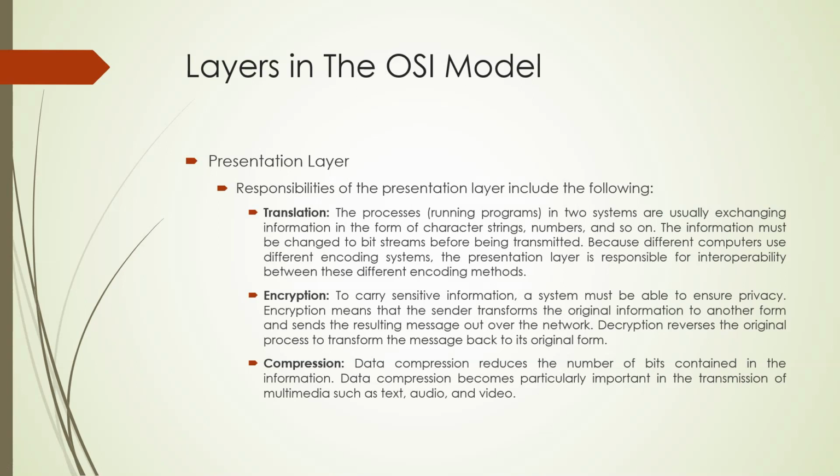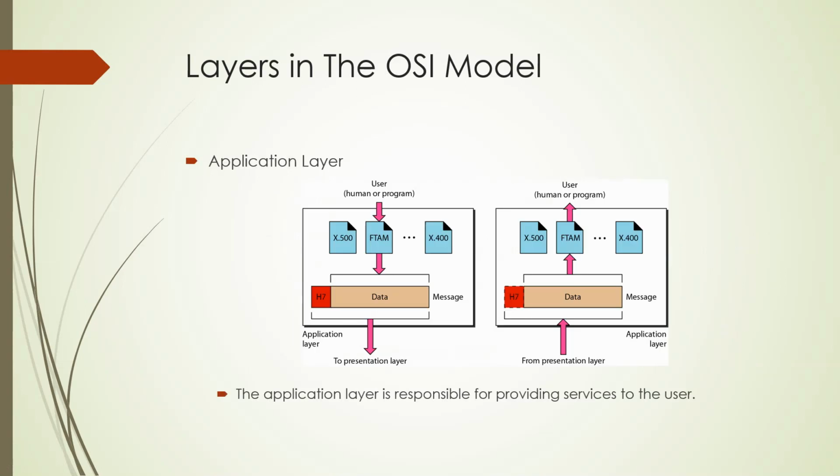Also, if I want to send a large file, compression of this data is also the responsibility of the presentation layer. Lastly, we have the application layer. If you remember in the first diagram, we said that the user, the sender and the receiver, the human beings who are sitting at the sender and the receiver side, will actually communicate with the application layer, right? So the application layer is responsible for providing services to the actual user, right?